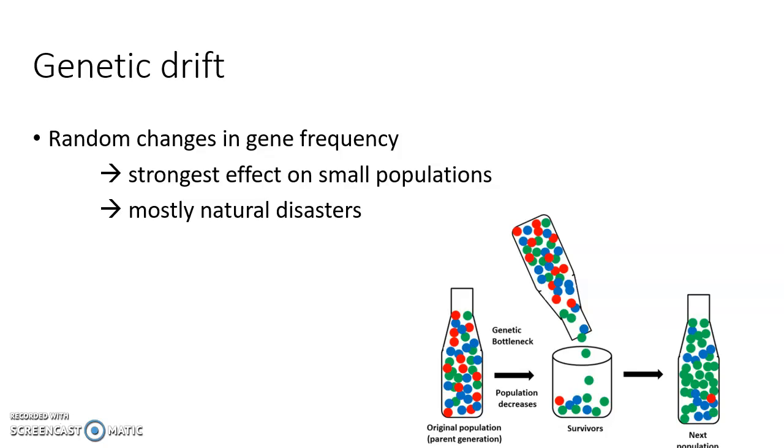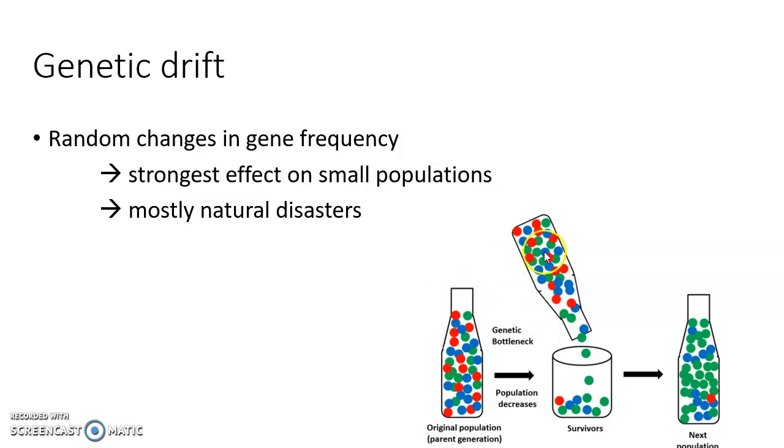Genetic drift is random changes in gene frequency. The strongest effect is on small populations, so the genes are changing in the smaller populations. It's mostly natural disasters that cause it, like a tornado or hurricane. Individuals that carry a particular allele or trait may leave more descendants than other individuals just by chance. So over time, a series of changes can occur, and it can cause an allele to become more or less common in a population.